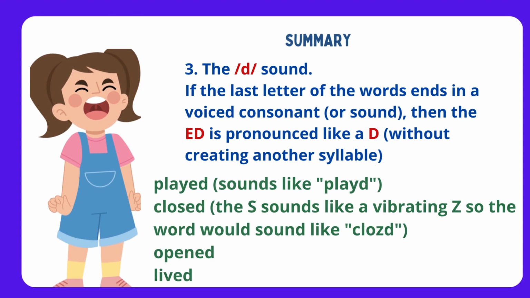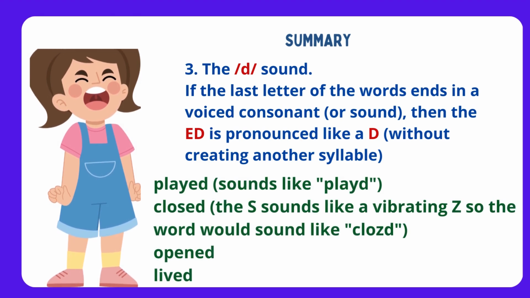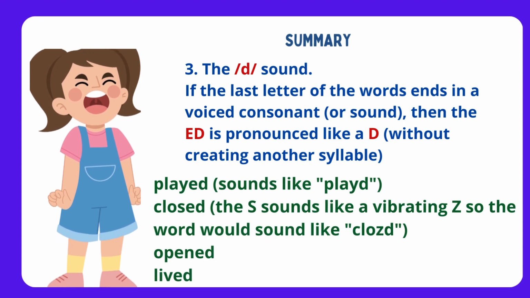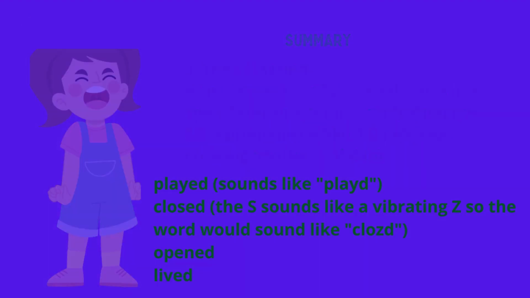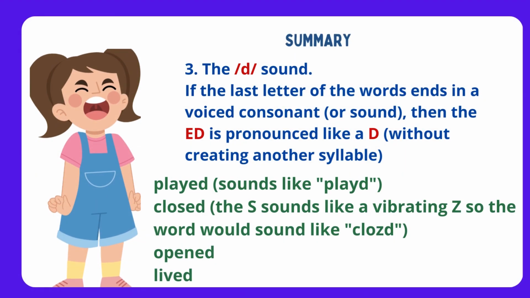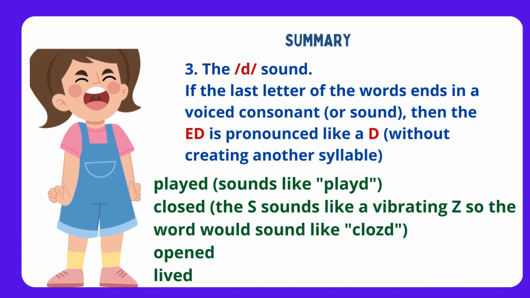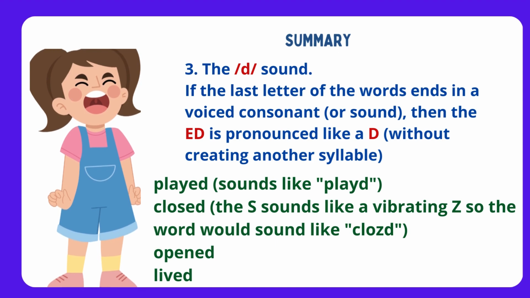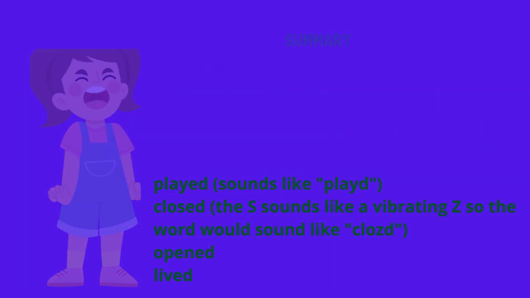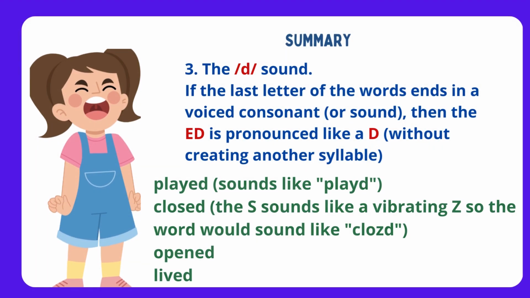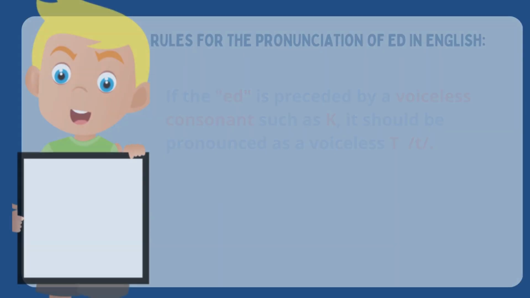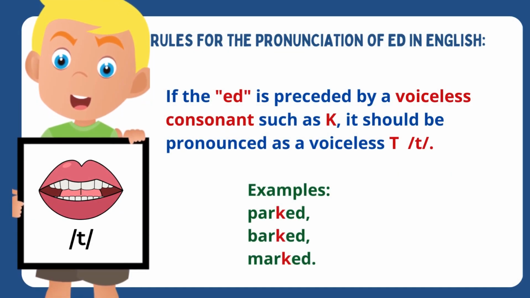Summary. 3. The d sound. If the last letter of the word ends in a voiced consonant or sound, then the ed is pronounced like a d, without creating another syllable. Played sounds like played. Closed, the s sounds like a vibrating z, so the word would sound like closed. Opened. Lived.